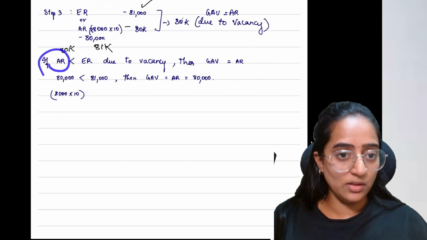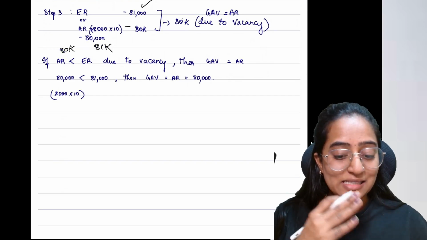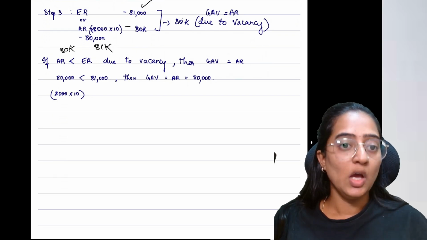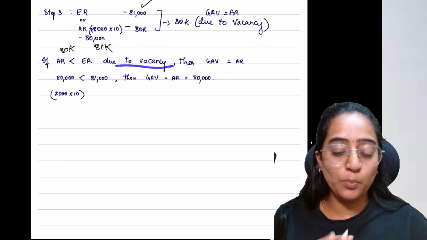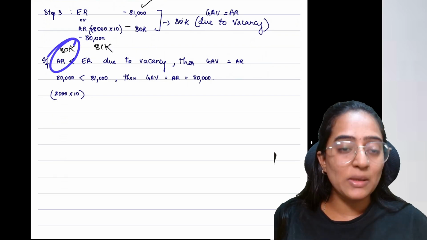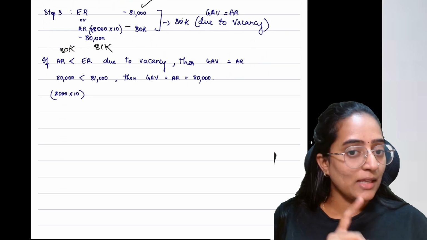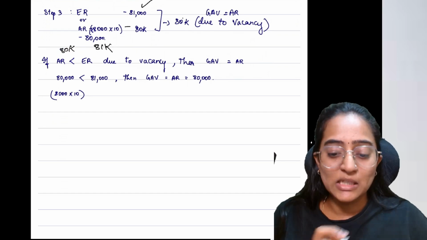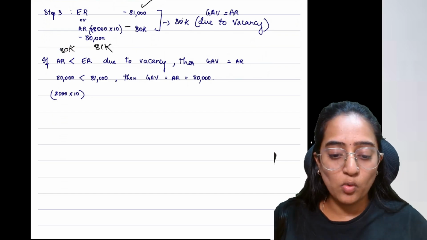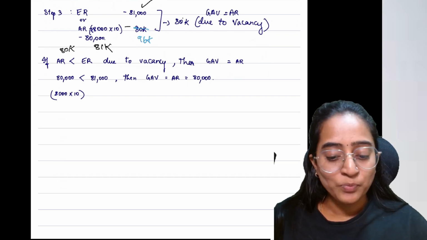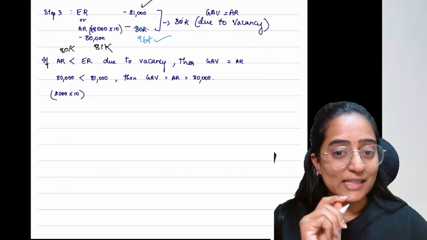That is, if your actual rent is now less than your expected rent, 81,000, for what reason? Due to vacancy. Suppose let's consider there was no vacancy. Your answer here would have been 96,000, that is 8,000 into 12, 96,000. Then your actual rent would have been higher. Consider there is no vacancy at all, what would you have done? You would have considered whichever is higher. You would have recorded 96,000 as your taxable amount.